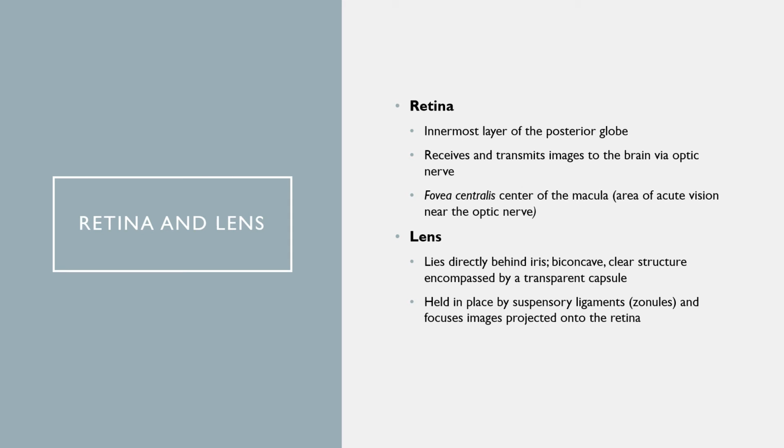Okay, the lens lies directly behind the iris. It is biconvex. It's a clear structure, and it's encompassed by a transparent capsule. It's held in place by suspensory ligaments called zonules, and it focuses images that are projected onto the retina. Okay. The lens is naturally flexible. It bends light rays and focuses them, creating an image to be sent to the brain, but it is naturally flexible.